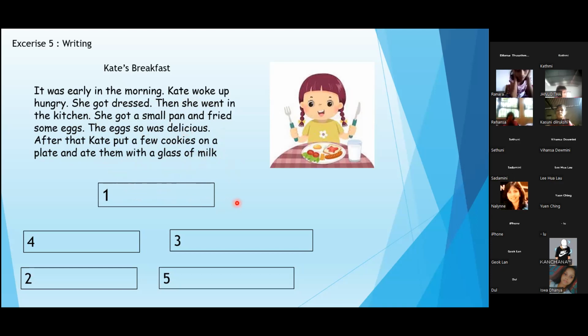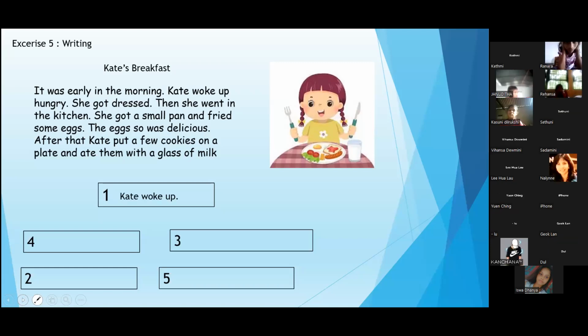Okay. What happened in the beginning? Can anybody tell me what happened in the beginning? What did Kate do in the morning? Kate woke early in the morning. Yeah, so Kate woke up. Very good. So what happened next? After she woke up, what happened? She got dressed. Yes, she got dressed.